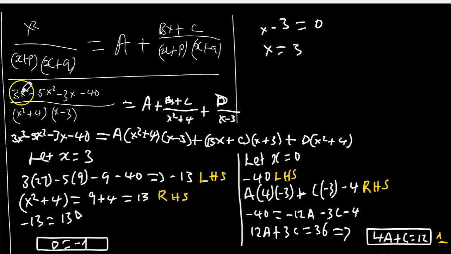What you observe is that 3x cubed becomes 0, because it is like having 3 times 0 to the power 3, which gives you 0, minus 5 times 0 squared, 0, minus 3 times 0, 0. So what we are left with on this left hand side is negative 40. Now we also do the same on the right hand side. We will simply have a into 4 by negative 3 plus c into negative 3. And if I do simplification, I will simply have 4a plus c equal 12. Call this your equation 1.